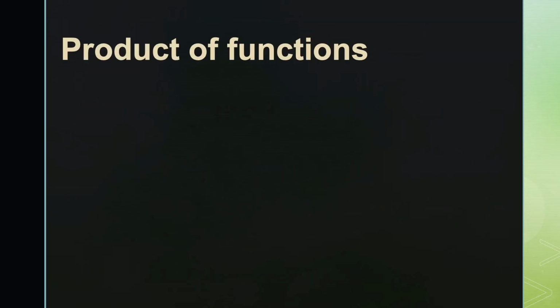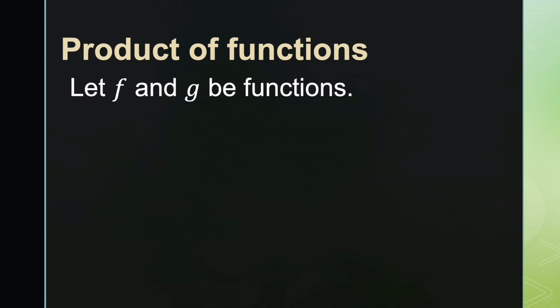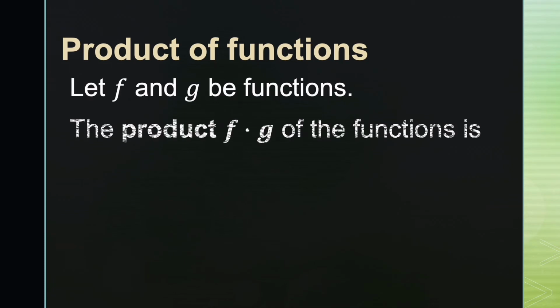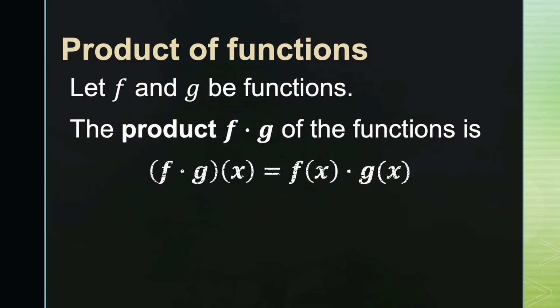Next, we have the product of functions. Let f and g be functions. The product fg of the functions is fg of x equals f of x multiplied by g of x.